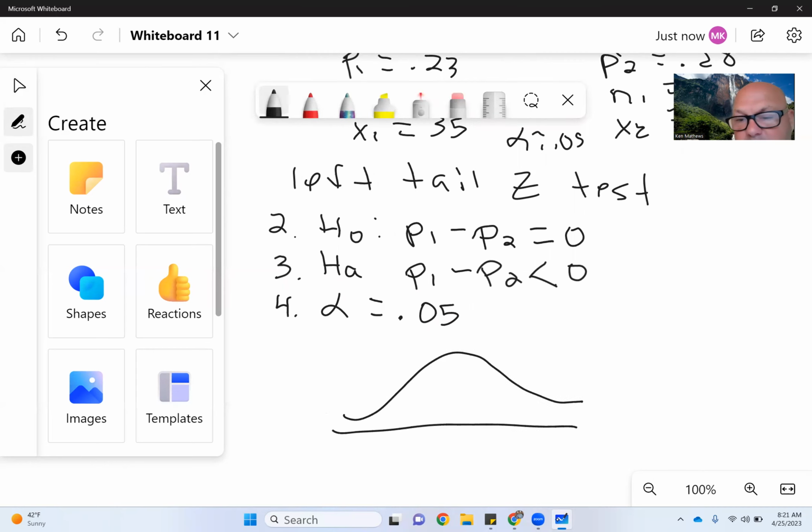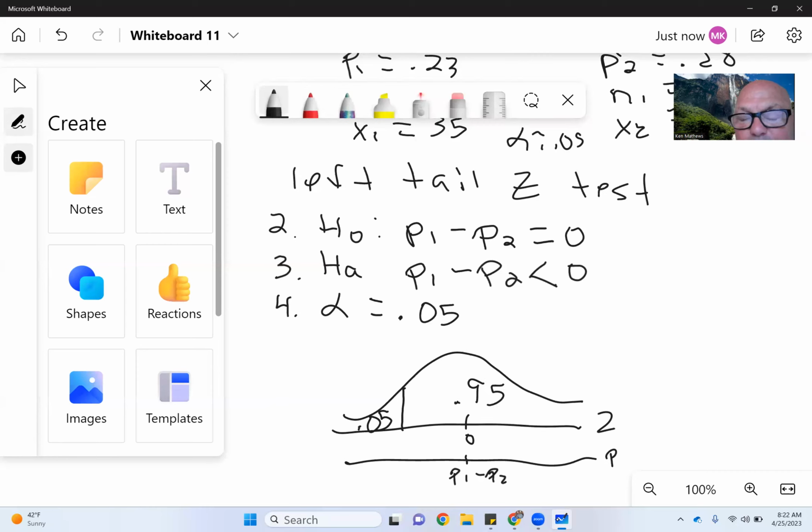So there's our curve. It's a z curve. Down here we have the p-value. So right here we have P1 minus P2, and we're saying that that's equal to 0. All right, since we're saying that for P1 minus P2 the alternative is less than 0, it's a left tail test. The area of the left tail is 0.05. So this area is 0.95.